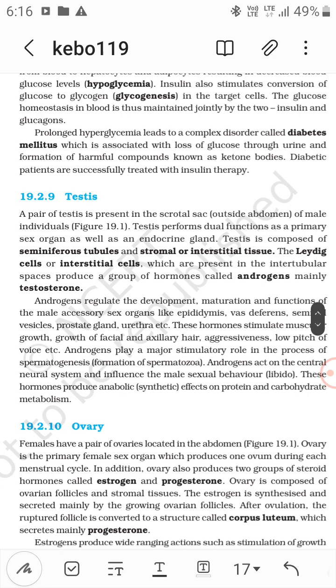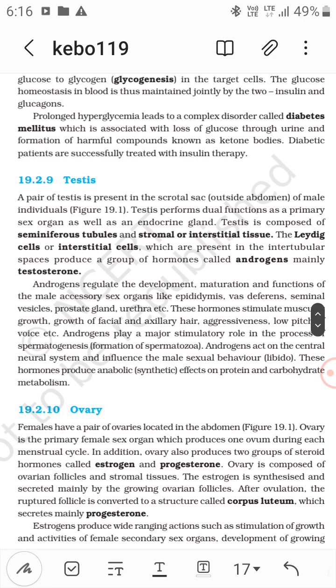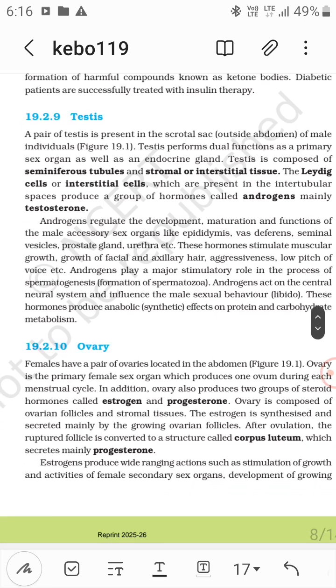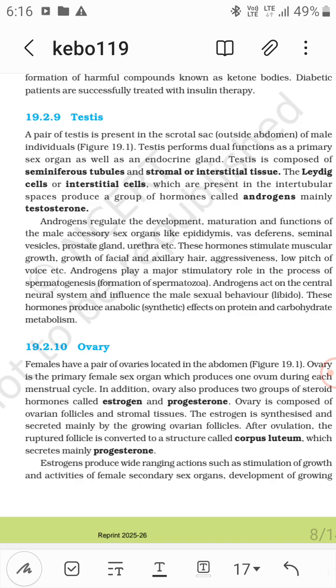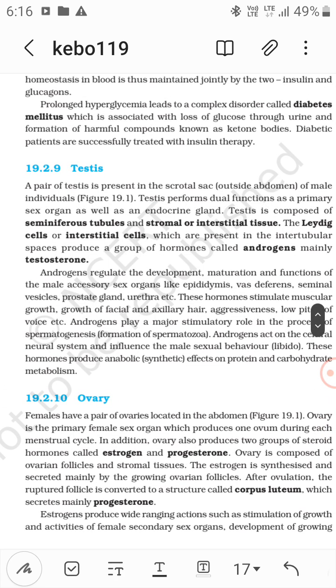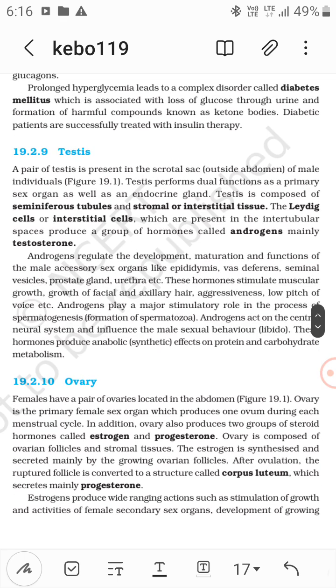Now the testes and ovary. These are the two gonads in males and females. The testes are present in the scrotal sac, outside the abdomen.